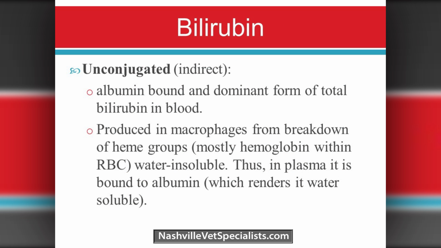There is the breakdown of bilirubin: unconjugated, which is indirect. So this is the albumin bound, and it's the dominant form of the total bilirubin in blood. It's produced in macrophages from the breakdown of the red blood cells, and it's water insoluble. But in plasma, it is albumin bound, so it is more water soluble. Some labs will definitely give you the indirect and direct.